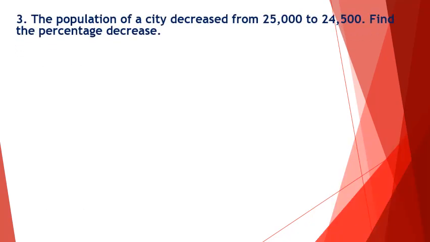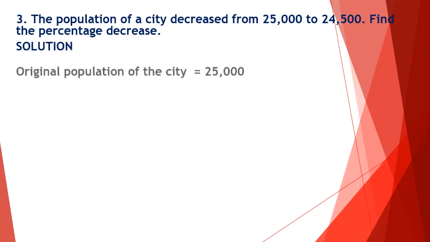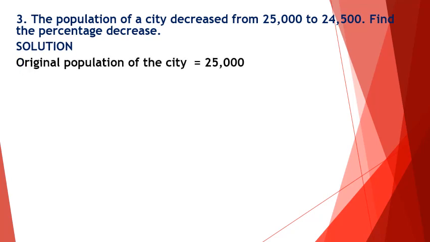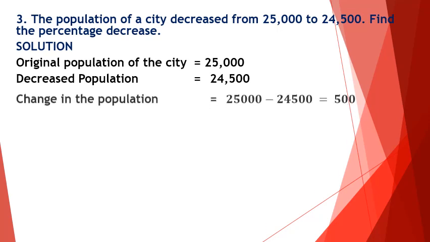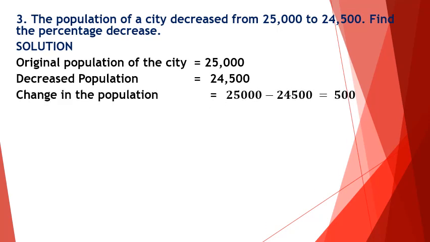Next question. The population of a city decreased from 25,000 to 24,500. Find the percentage decrease. So we can write down the original population of the city is 25,000. The decreased population is 24,500. So we can find the difference in population or change in population equal to 25,000 minus 24,500, that is equal to 500.